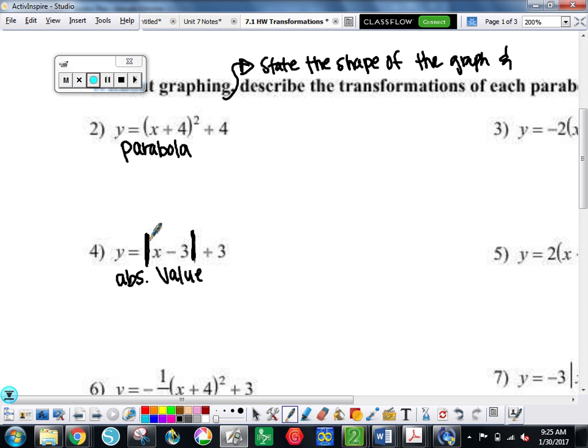On number 2, this plus 4 means it's been moved 4 to the left. Left, because of this. And 4 up, because of this, right?